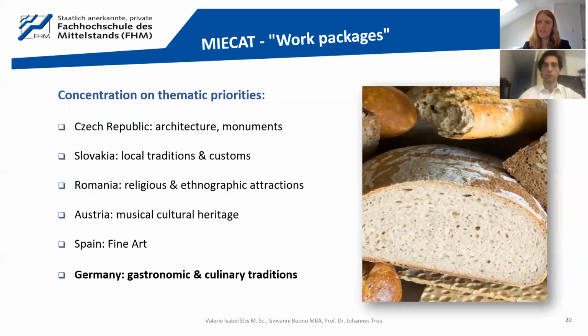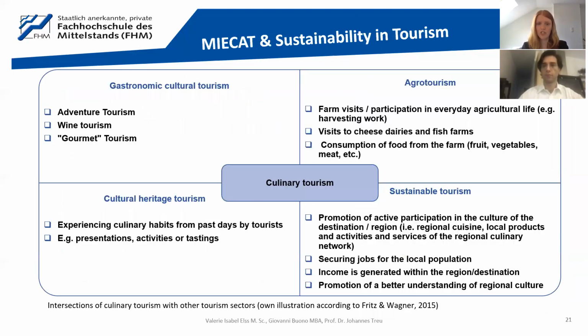Every university had a different focus. For example, the Czech Republic was concerned with architecture and monuments. Slovakia was dealing more with local traditions. Romania was focusing on pilgrims, for example. Austria was dealing more with music and festivals in this area. And Spain was focusing on fine art, and we had the focus on gastronomic and culinary traditions at FHM.